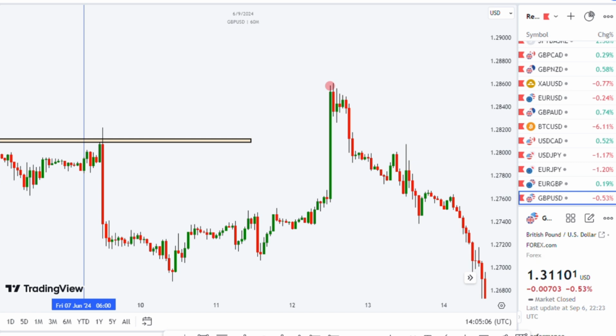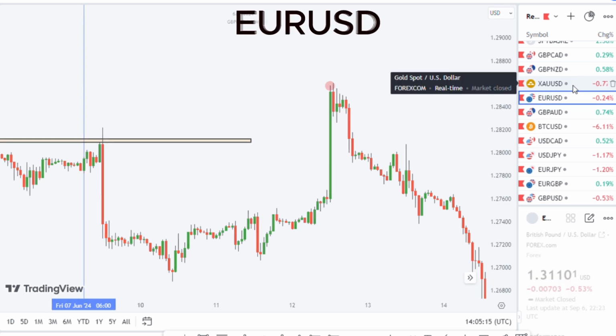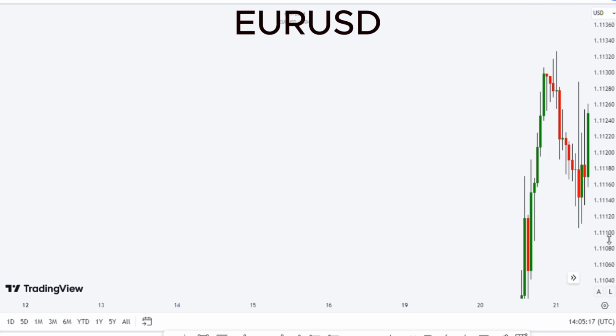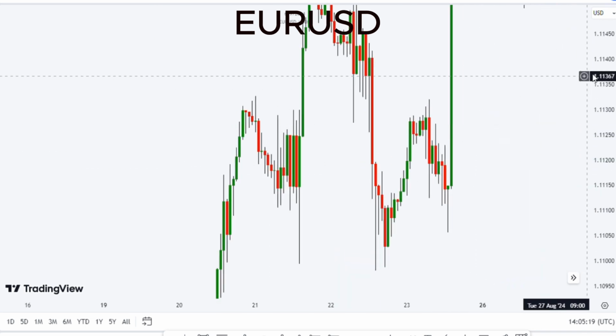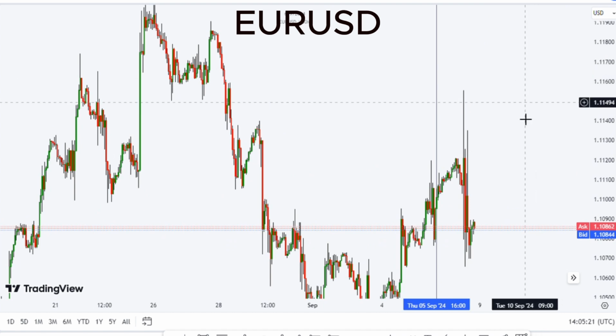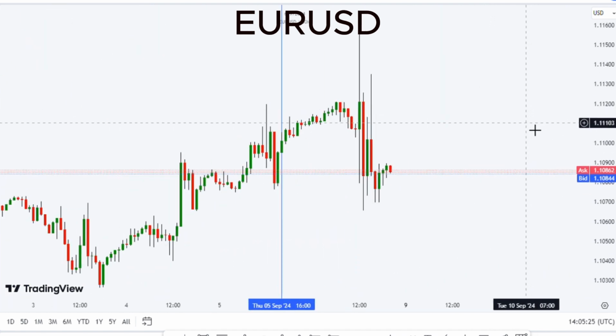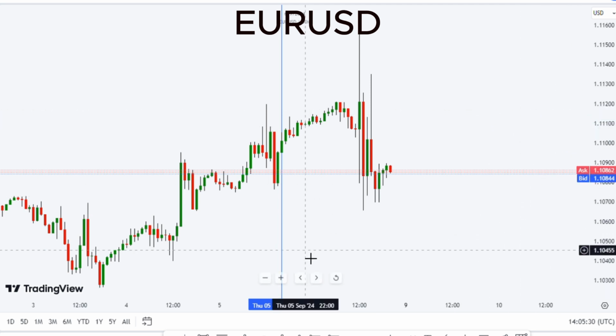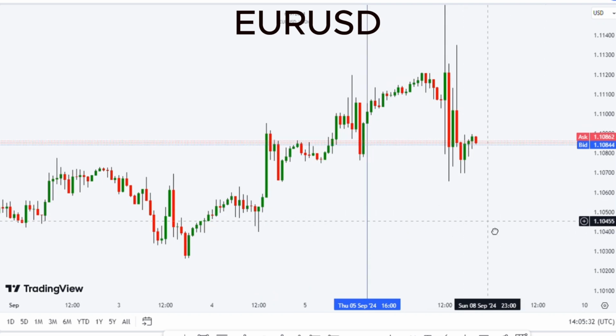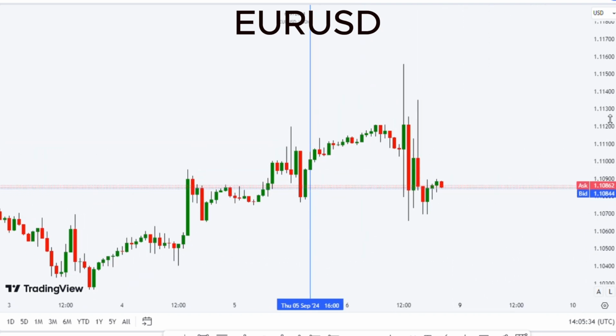This time around we start not from the DXY itself, but from Euro USD. So Euro USD here, and then a very close date. Now the very close date that we're going to be looking at here is the 5th of September, at 4 p.m.